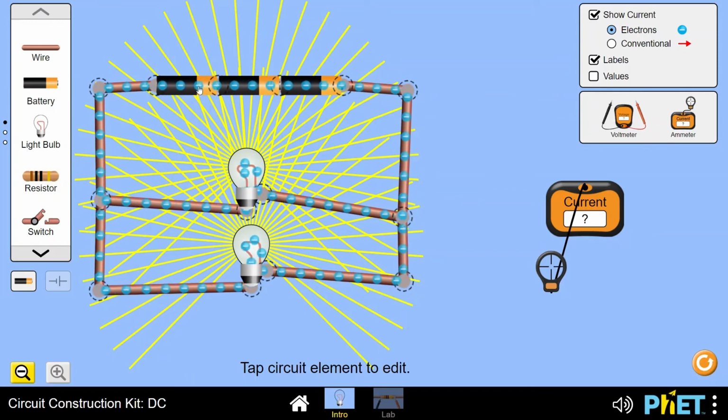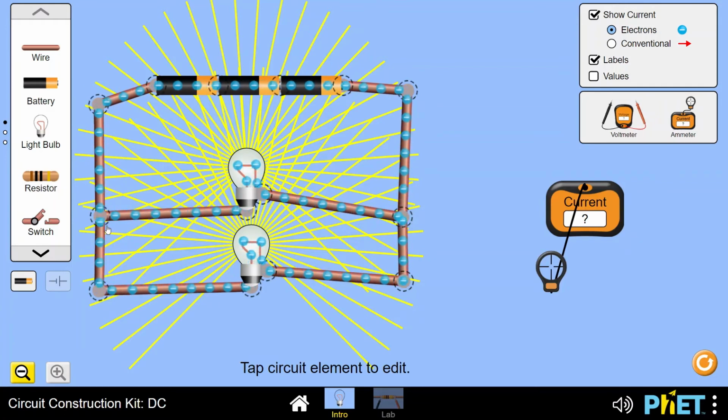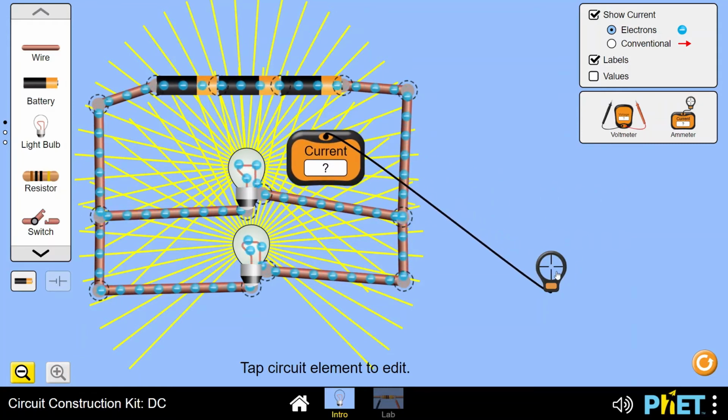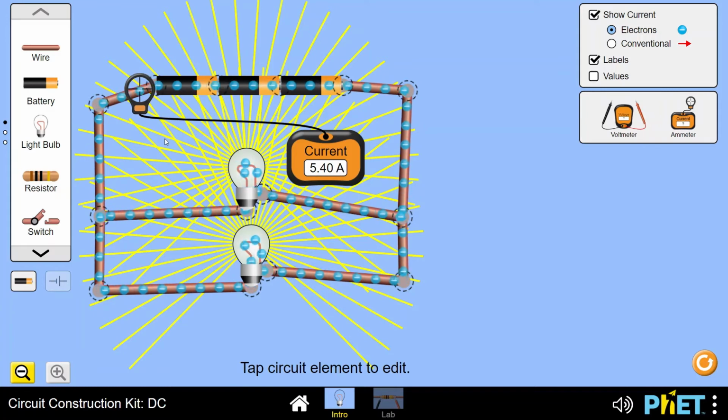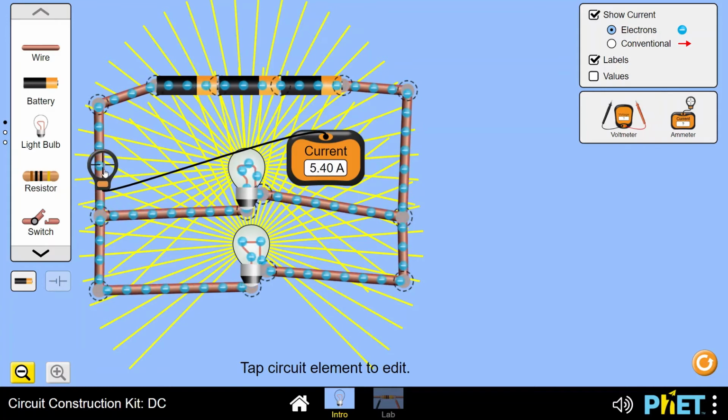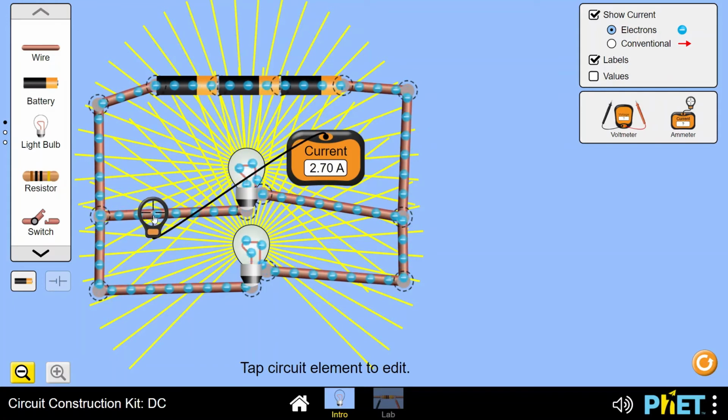Okay, let's look at these. That's going really fast here. They're going just as fast, but can you see one goes one way and one goes the other way? So I reckon there's more current in this section here than there is in here. Let's have a look. So coming out of the batteries, we've got 5.4. And we've got half of that here, 2.7. Yeah, that's half. So we can see that the current halves.